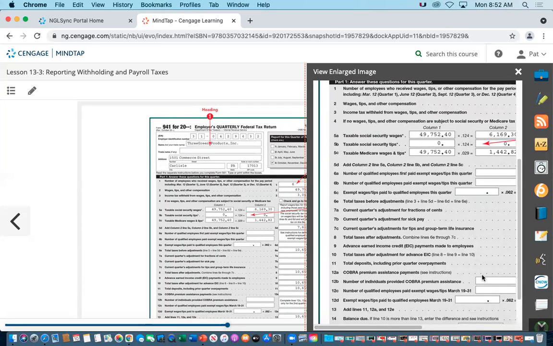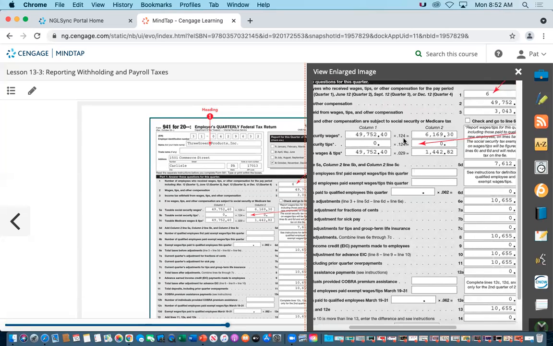The wages you make times 12.4. Do you understand what 12.4 is? Social Security tax is 6.2%, otherwise known as 0.062. We pay for you, the employee, and then the employer has to match it, so we add those together, and that equals 12.4. So when we are filling out our withholdings, that's why we take all the Social Security wages times 12.4.